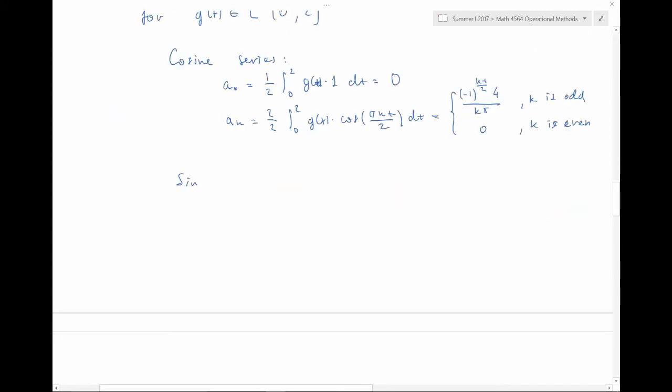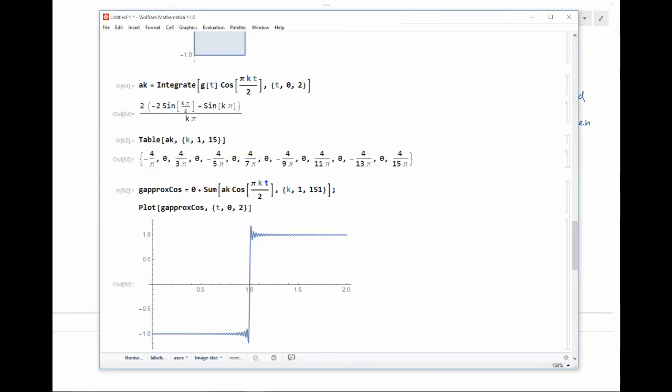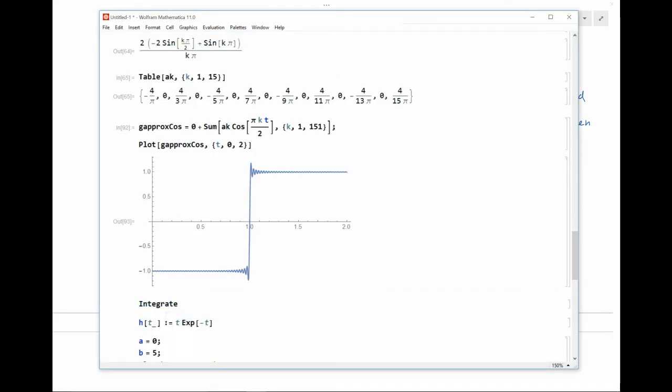For the sine series, we compute the coefficients bk as 2 over 2, the integral from 0 to 2 of g of t times sine of pi kt over 2 dt. So we integrate g of t with sine of pi kt over 2. We integrate for t from 0 to 2. Let's call those coefficients bk.